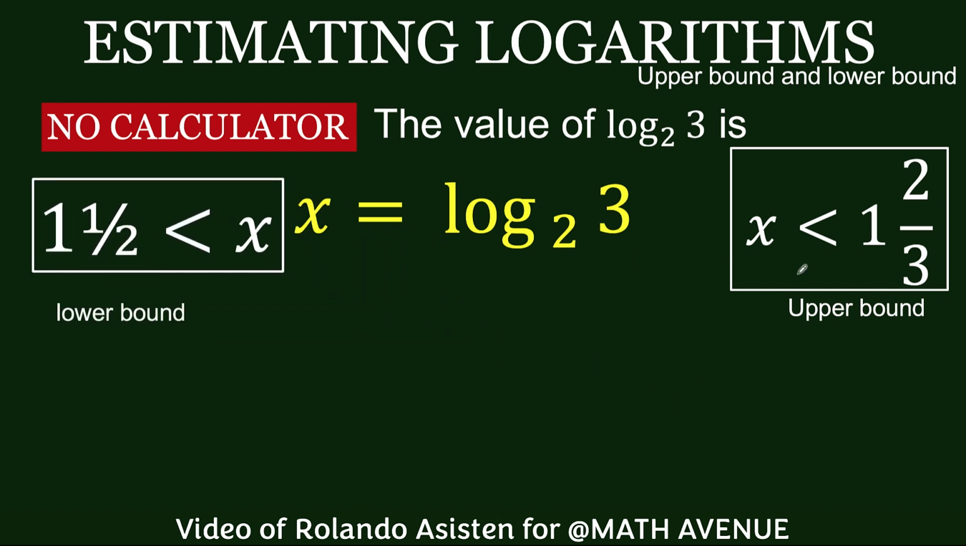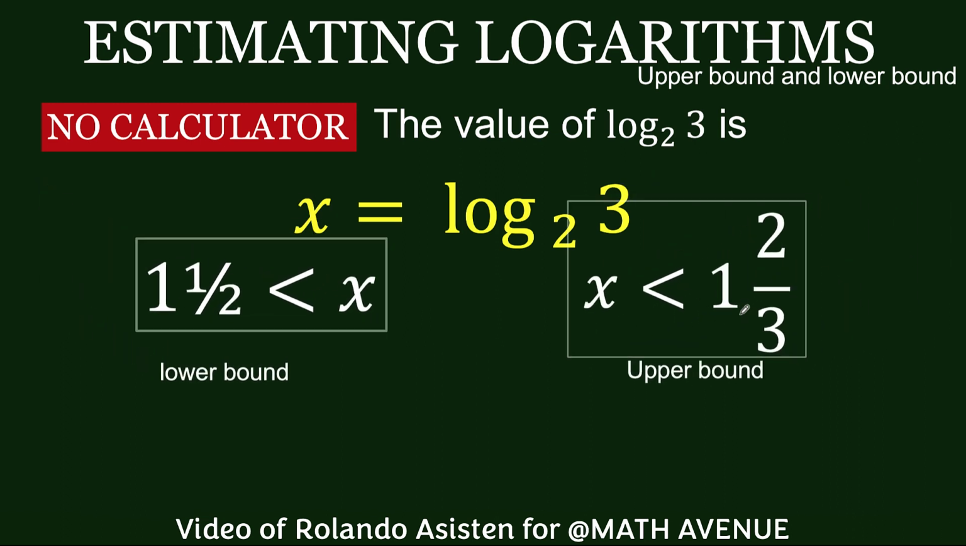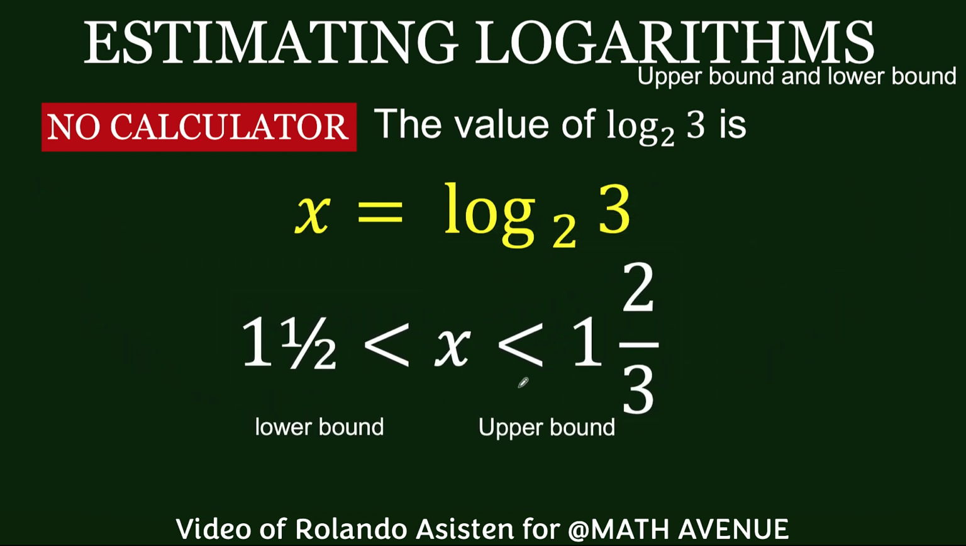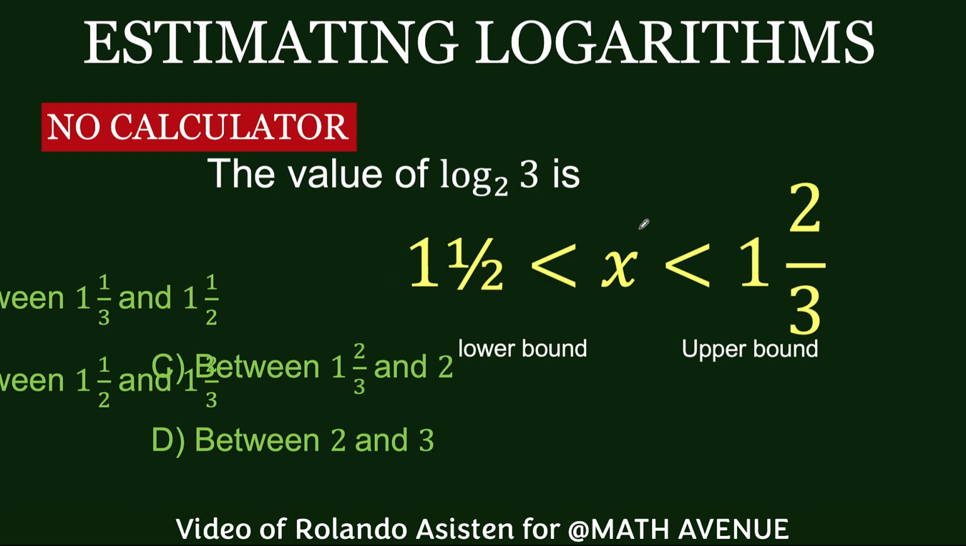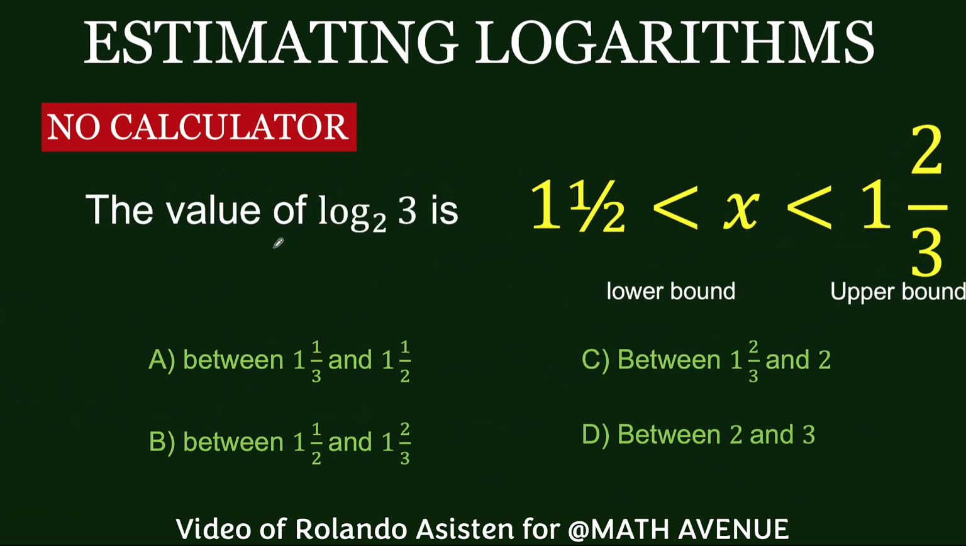So putting this lower bound and this upper bound together, we now have this continuous inequality. x is between 1 and 1/2 and 1 and 2/3. And what is x? x is exactly the logarithmic number that we are trying to estimate. So therefore, we now say that the value of the logarithm of 3 to the base 2 is between 1 and 1/2 and 1 and 2/3, which is letter B. And this problem is now solved.